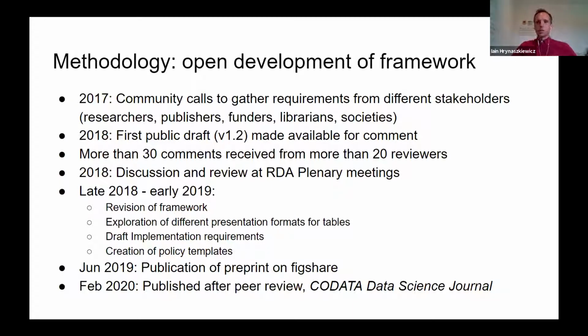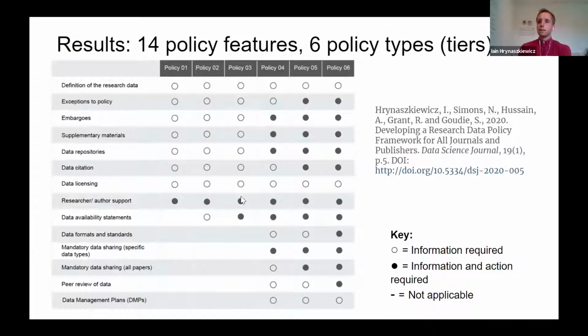There was an open process whereby drafts of the policy framework and the lists of features were made available, receiving many comments from many reviewers, and there was an iterative refinement and development of the framework online and at various in-person meetings at the RDA, which happens a couple of times a year. Eventually made available as a preprint, and then last year published in a peer-reviewed journal. Now the paper's available, it's open access, it's very long, just as a health warning. Lots of detail about implementation for people who are concerned with such things. But the key figure, if you like, the paper in one slide is really represented here.